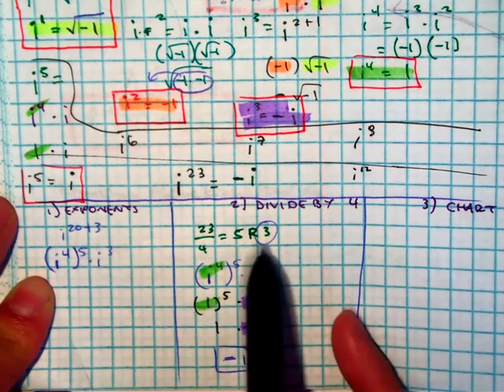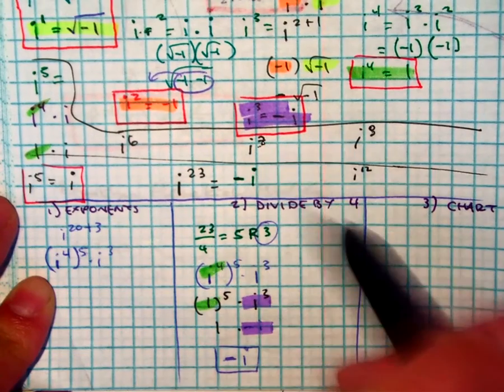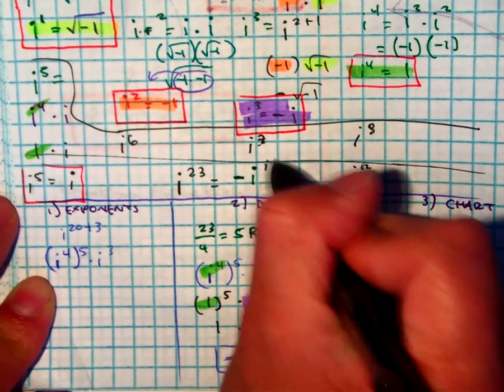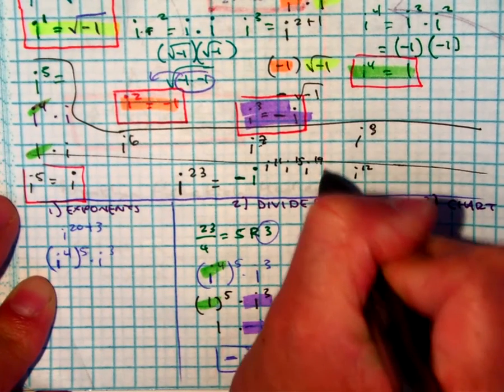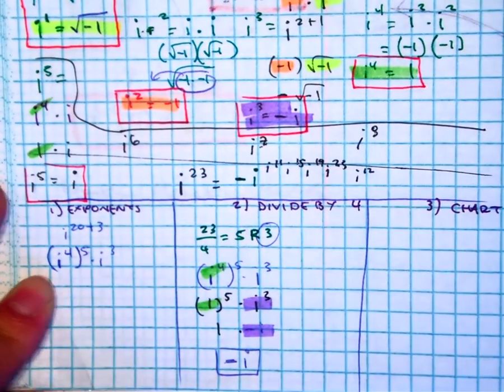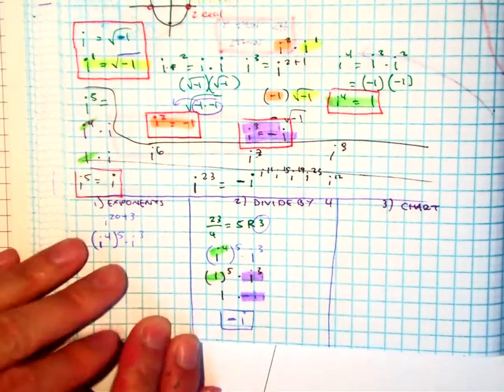And you can figure out where 23 lands. You add 4, and you see that it's basically the same thing as divisible by 4. So i to the 11th, i to the 15th, i to the 19th, and then i to the 23rd. Does that make sense? So multiple ways that you could have figured out i to the 23rd.